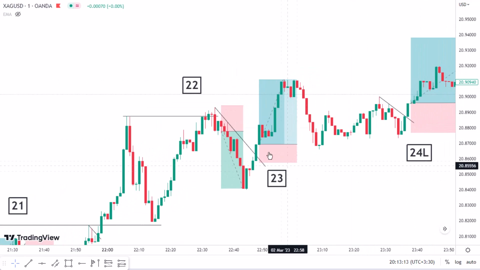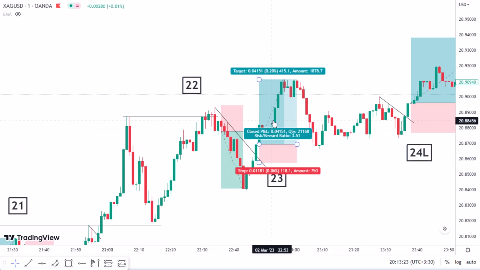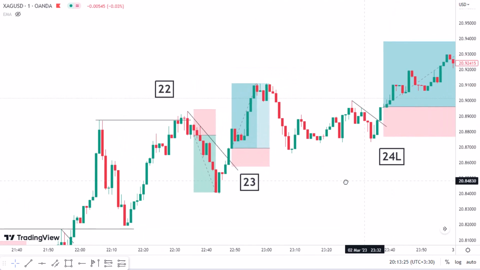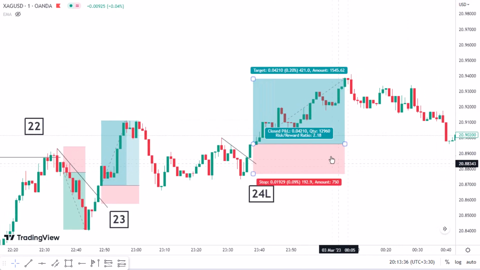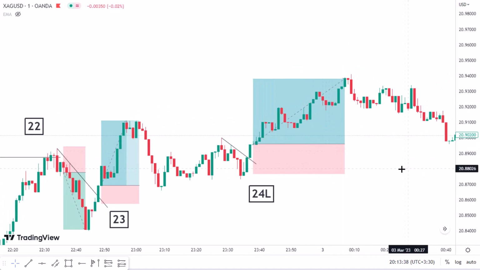On the trade 23, we have a trend line with 2 touches. On the third time it breaks it here with this green candle. Enter the buy position, put your stop loss below that, and it gives us a reward of 3.5. On the last position, we have a trend line here with 2 touches, 3 touches. On the fourth time it breaks it here, we enter the buy position, put our stop loss somewhere safe, and it gives us a reward of 2.